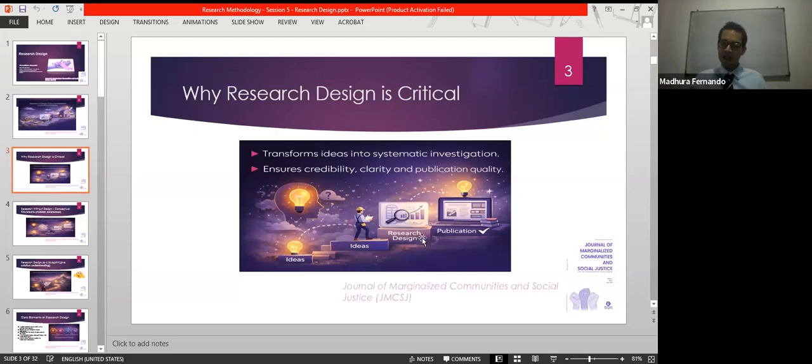Then the research design can direct you towards a good publication. So this slide is about that. Research design ensures credibility, clarity, and publication quality of your research. It transforms ideas into systematic investigation. Now, there is a certain method or system to investigate ideas. Research design is the compass which directs you towards that systematic investigation. Then we move on to the next slide.